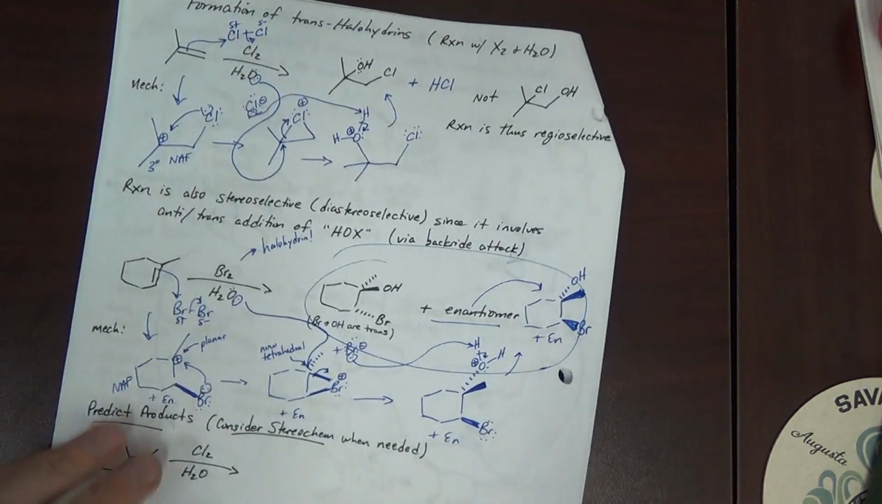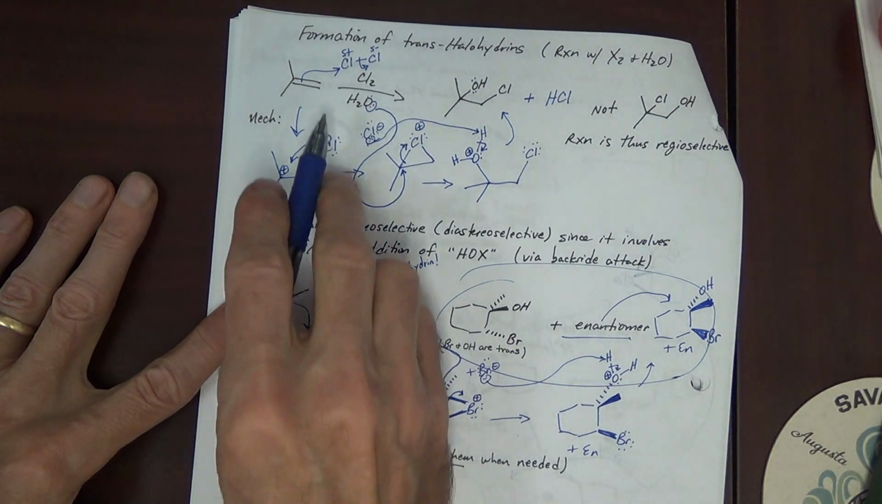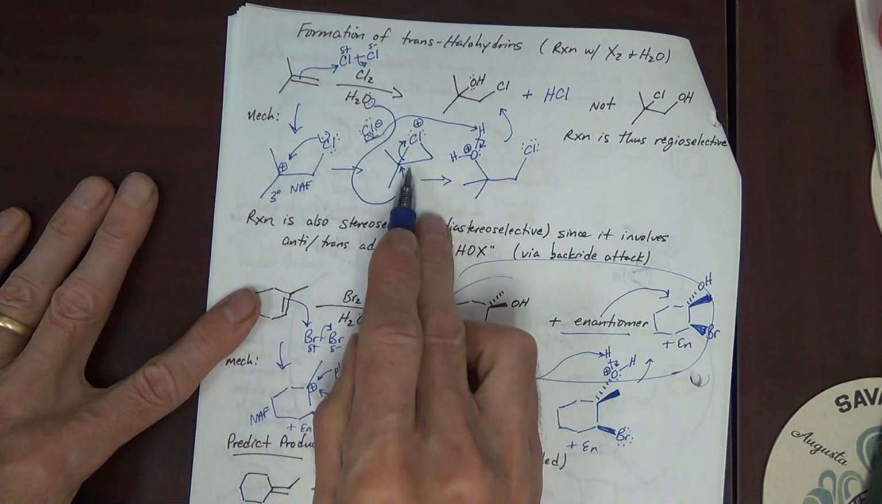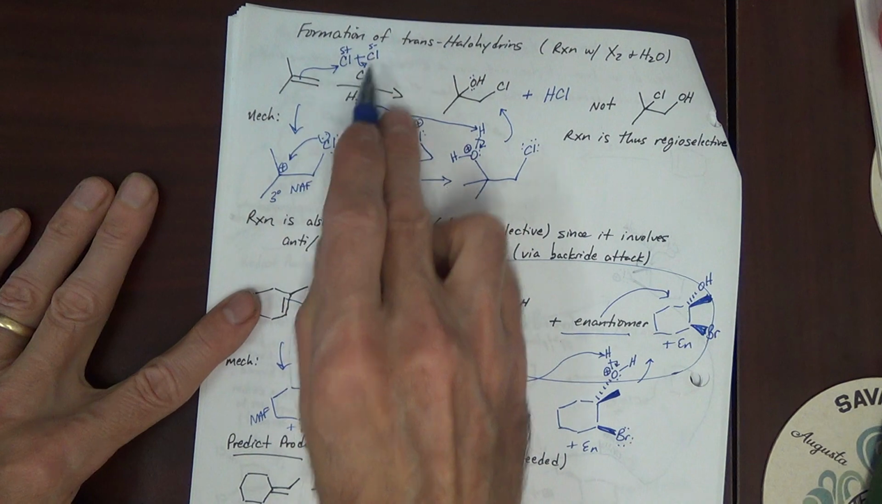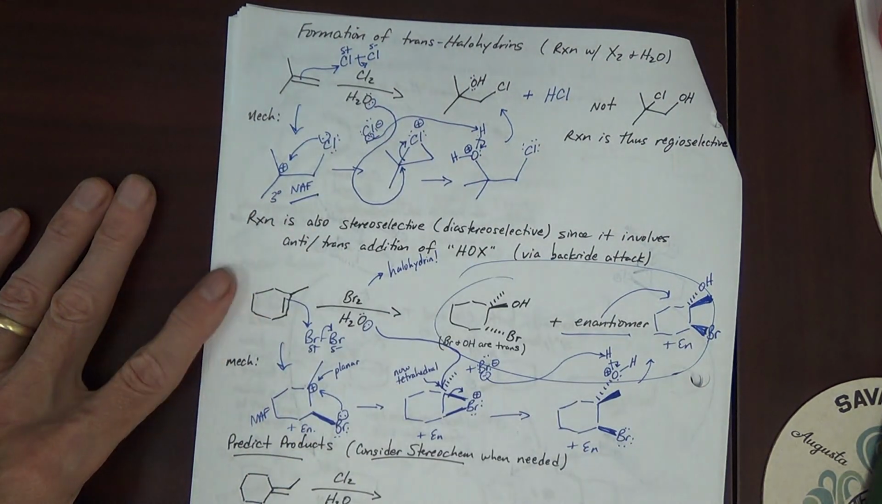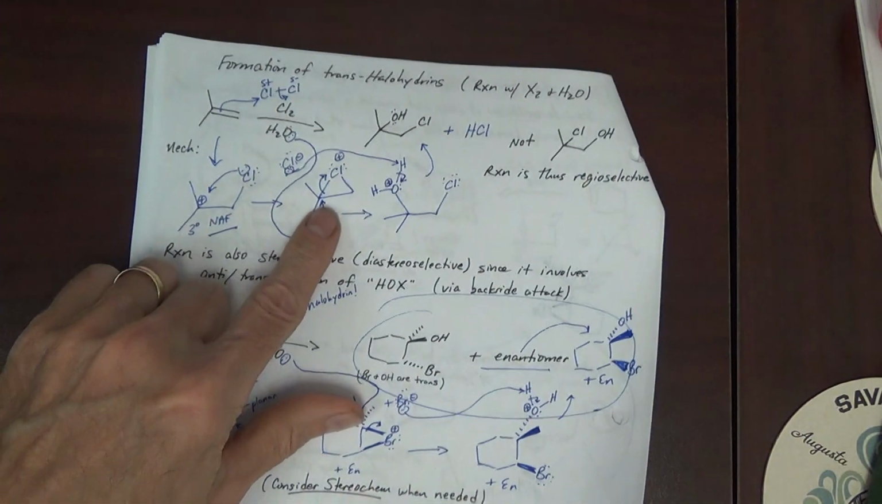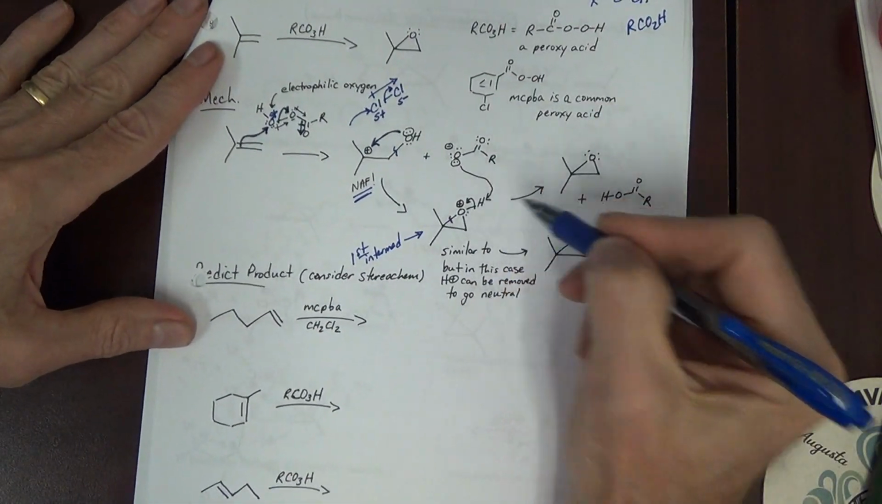This is very analogous to our halogenation mechanism to form a chloronium ion. All right, back bonding, boom, first intermediate. This is not actually formed. See the similarities, okay? Positive chlorine, positive oxygen.